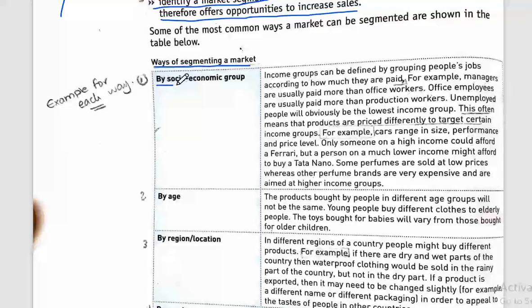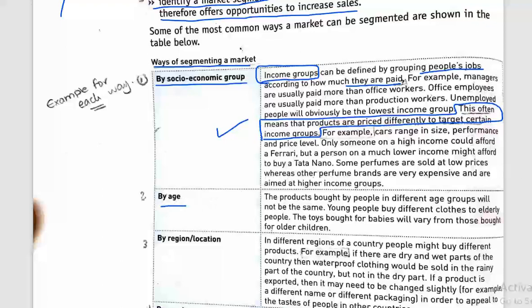So the first way is by socio-economic group. So how can I segment the market? I will segment them based on their socio-economic features. Income groups can be defined by grouping people's jobs according to how much they are paid. So I will make sure that I'm segmenting people based on their income. This often means that the products are priced differently to target certain income groups. So when I know the income that the customers in this segment are getting, I will make sure that I put the right price for them.